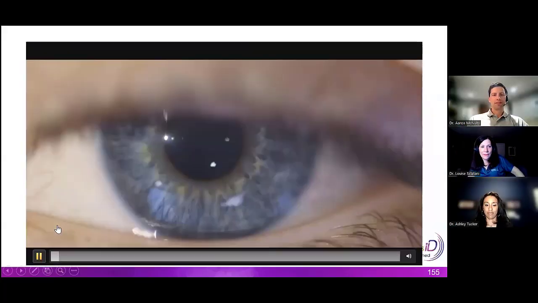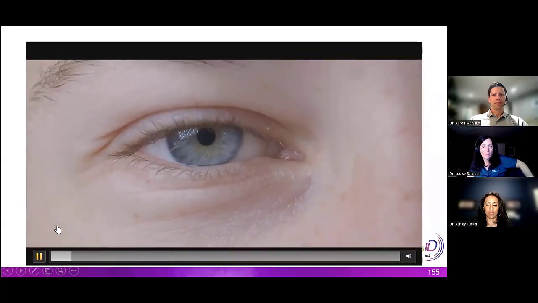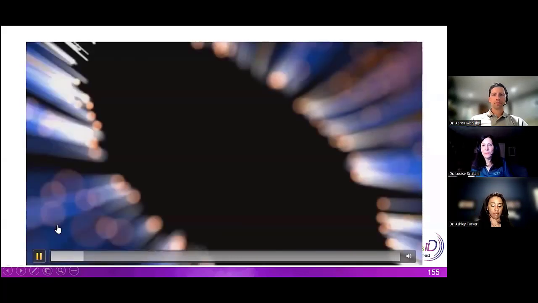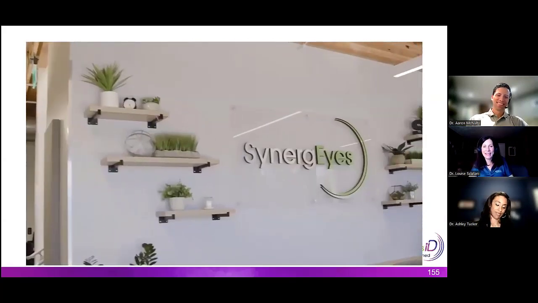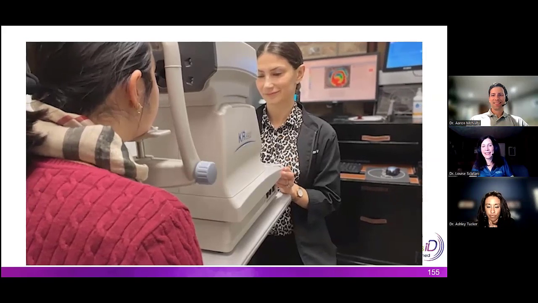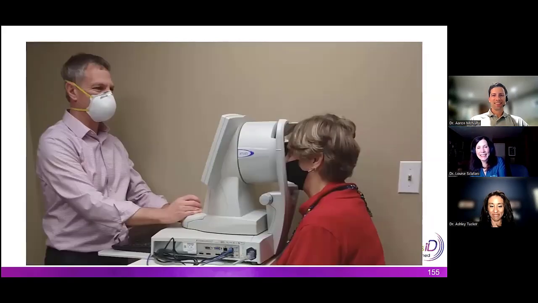Imagine a contact lens that is individually designed for your patient and personalized to their unique ocular anatomy. Introducing a breakthrough in hybrid contact lens design. ID. Individually designed for premium performance. With SynergEyes ID, you have the ability to provide a lens modality that is suitable for the continuum of refractive error, regardless of age or disease.